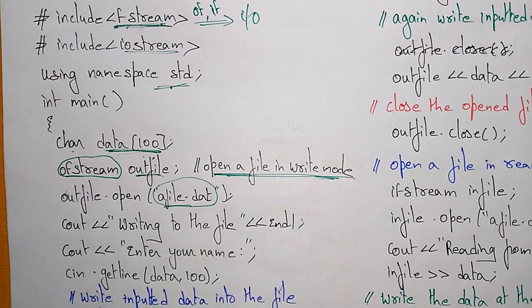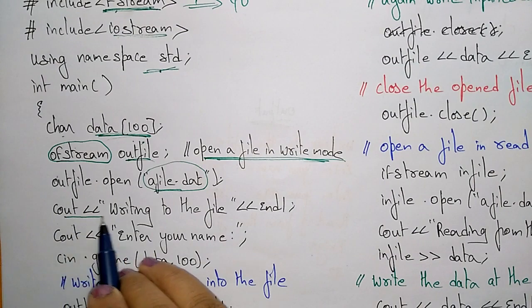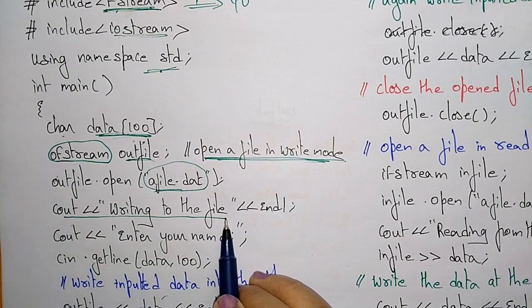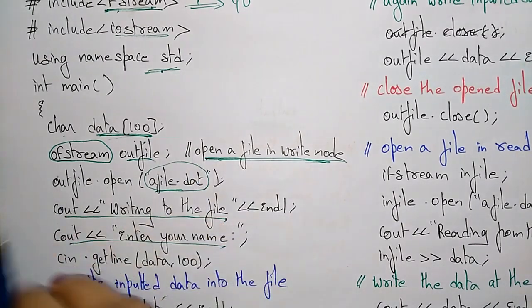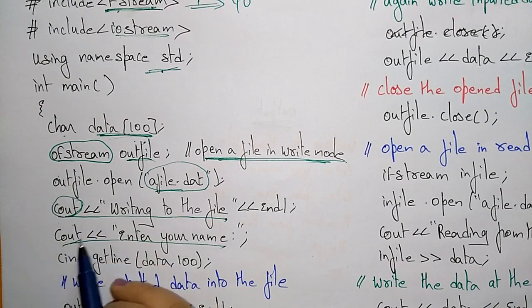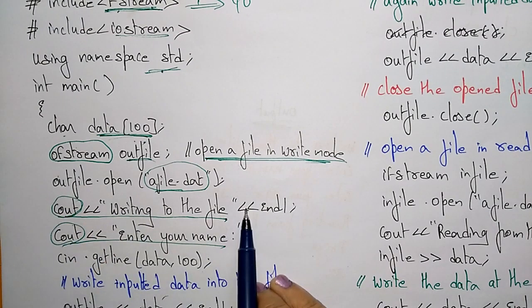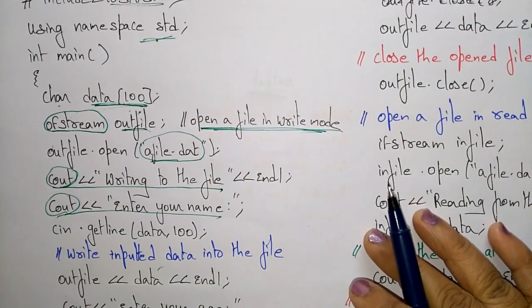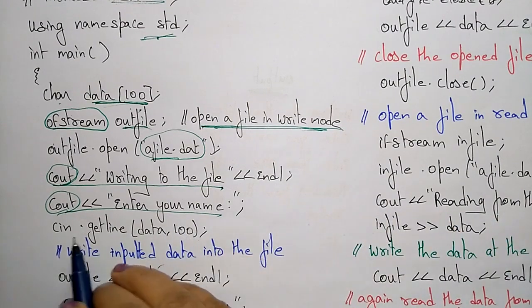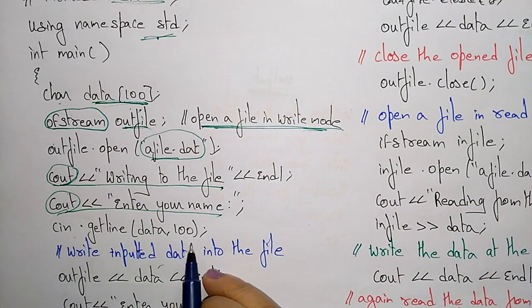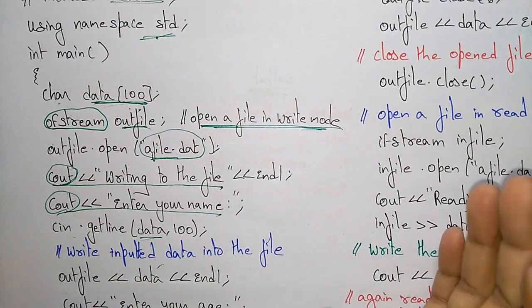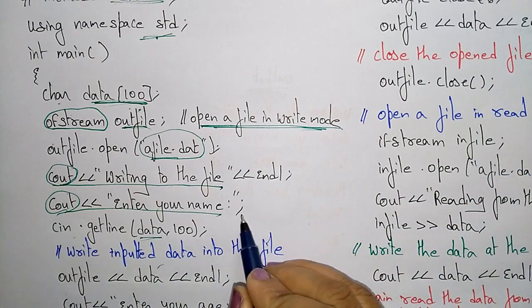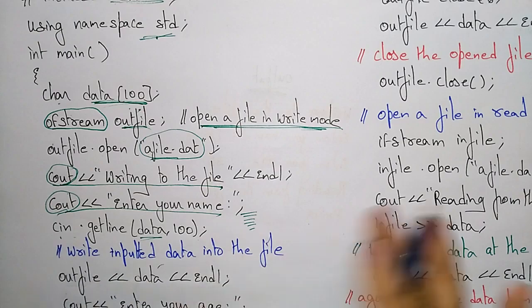That file I opened. After that, I'm printing "Writing to the file" and "Enter your name". Whenever I use cout, it displays on the screen. Now I want to enter the name. How will you enter it? cin.getline(data, 100). So data is the space that I created that contains 100 locations. So each line will be read using cin.